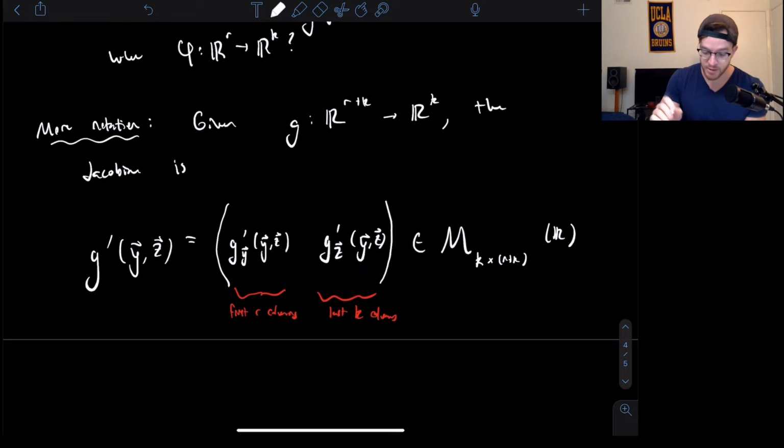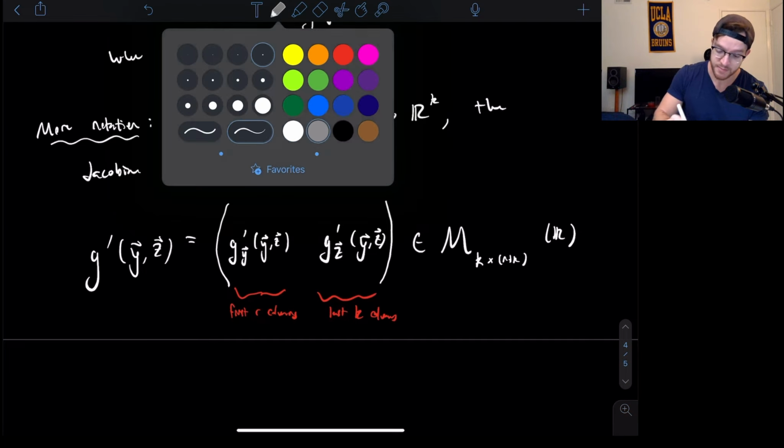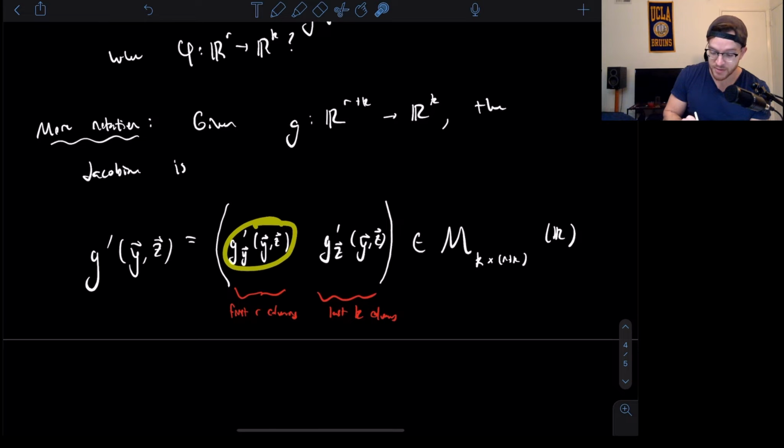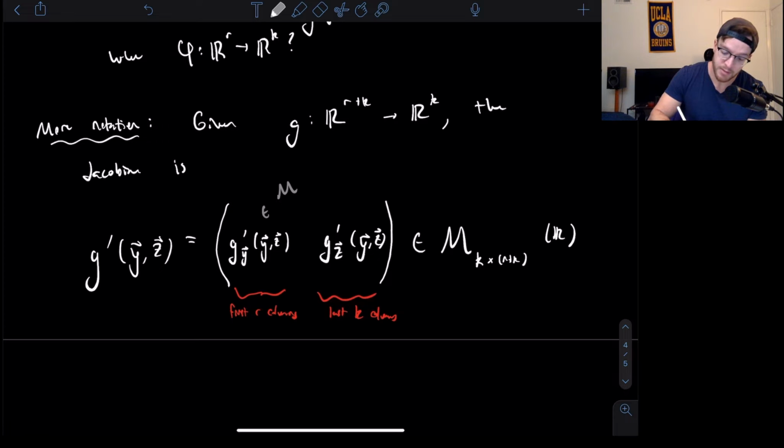Now let's do some dimension counting, just some sanity checks. This matrix should have k rows and r columns, so it is an element of M sub k by r. And likewise, this g prime sub z, well, it has k rows and k columns. So this G prime sub z is a square matrix. That's important.